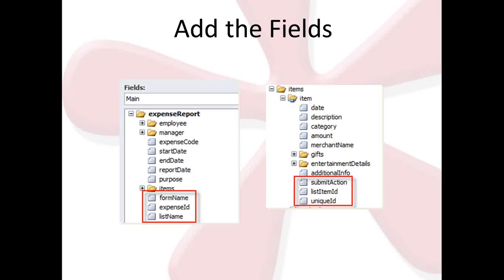And you're going to have a list name field, which has a default value of the list grid that you're using to submit to. And then under the repeating item table, you'll have 3 fields: submit action, list item ID, and unique ID. All of these fields are being set via rules in InfoPath.